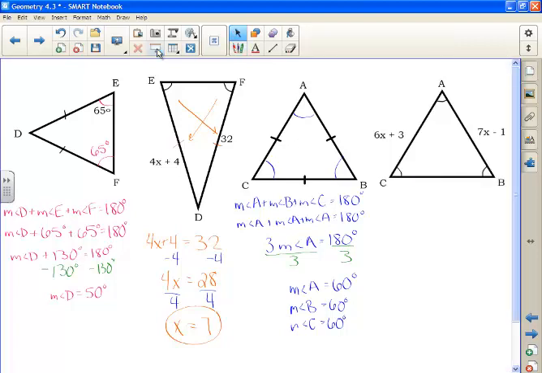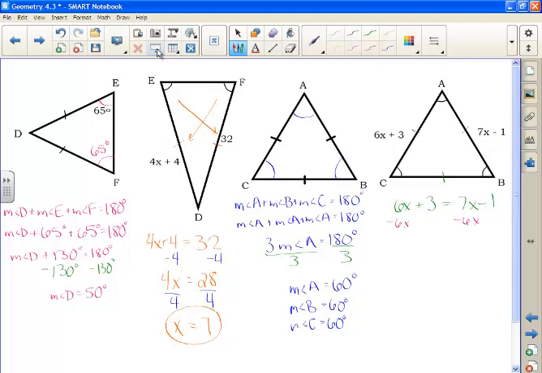In our last problem, we're given an equiangular triangle. So first, remember that that means that it's also equilateral. So the two expressions that it gives me for the lengths of the sides have to be equal to each other, since those sides are congruent. So I can just set 6x plus 3 equal to 7x minus 1 and go through and solve the problem.